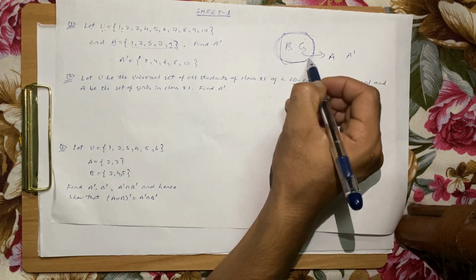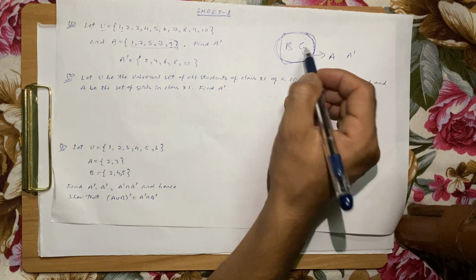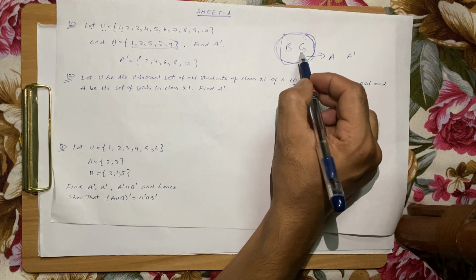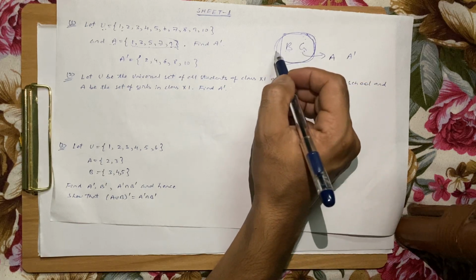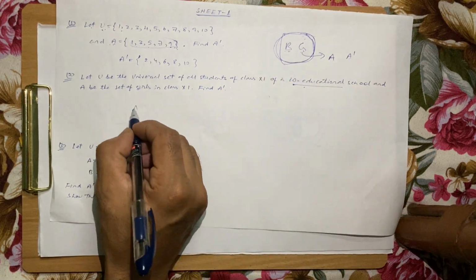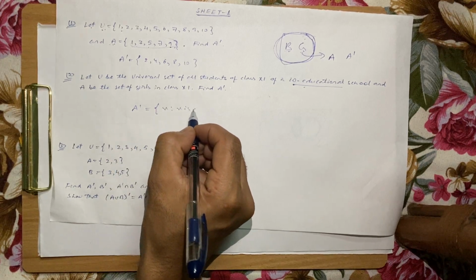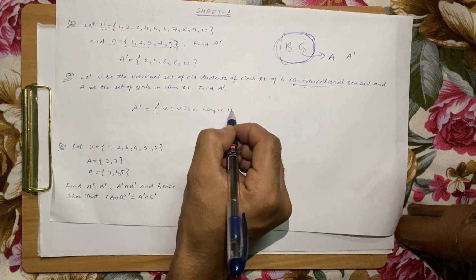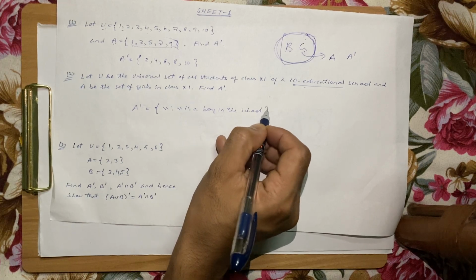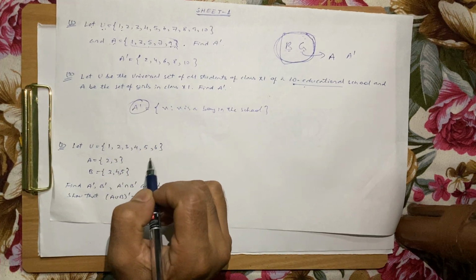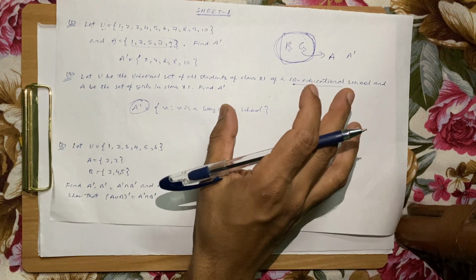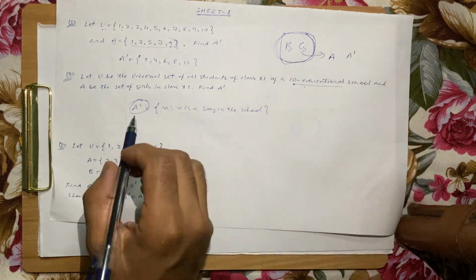The universal set is your school that has both boys and girls. There is a set A which has just the girls. So A dash will be whatever you have apart from girls, that means boys. So A dash is the set of all x such that x is a boy in the school. Or you can say A dash is a collection of all the boys, leaving behind the girls. So this is the complement.